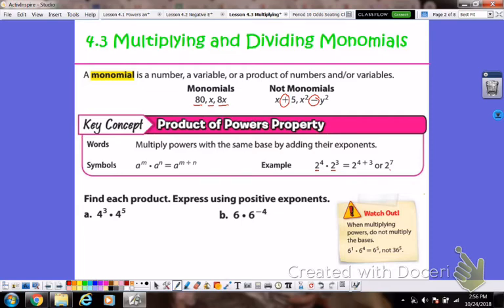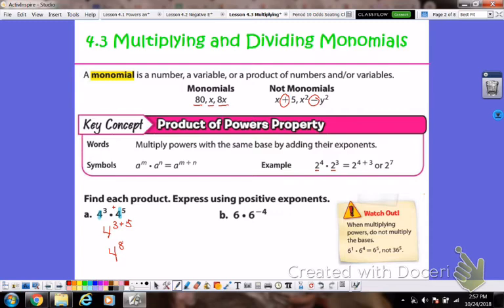We want to find our products and express them using positive exponents. We worked with negative exponents yesterday, so hopefully you remember how to convert when you end up with a negative exponent. Our first example, 4 to the 3rd times 4 to the 5th. We have the same base of 4, it must be the same base, so we add our exponents. So 4 to the 3 plus 5. You won't need to show this step, but for now I want to make sure you understand what we're doing. Then 3 plus 5 gives us 4 to the 8th. For now, we're just going to leave it right there.